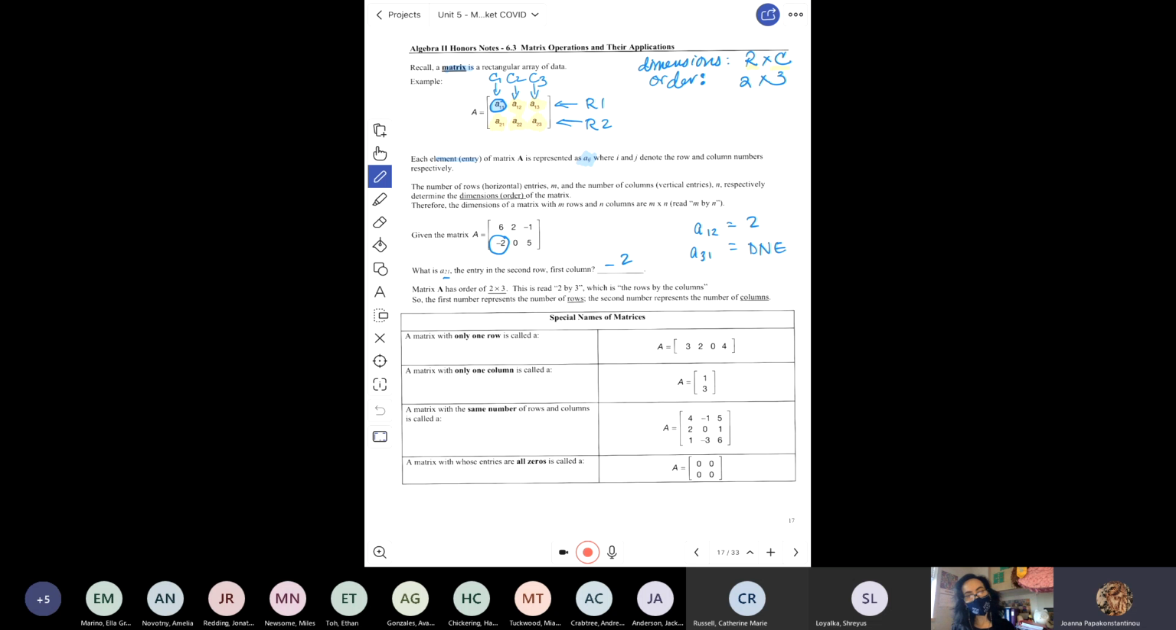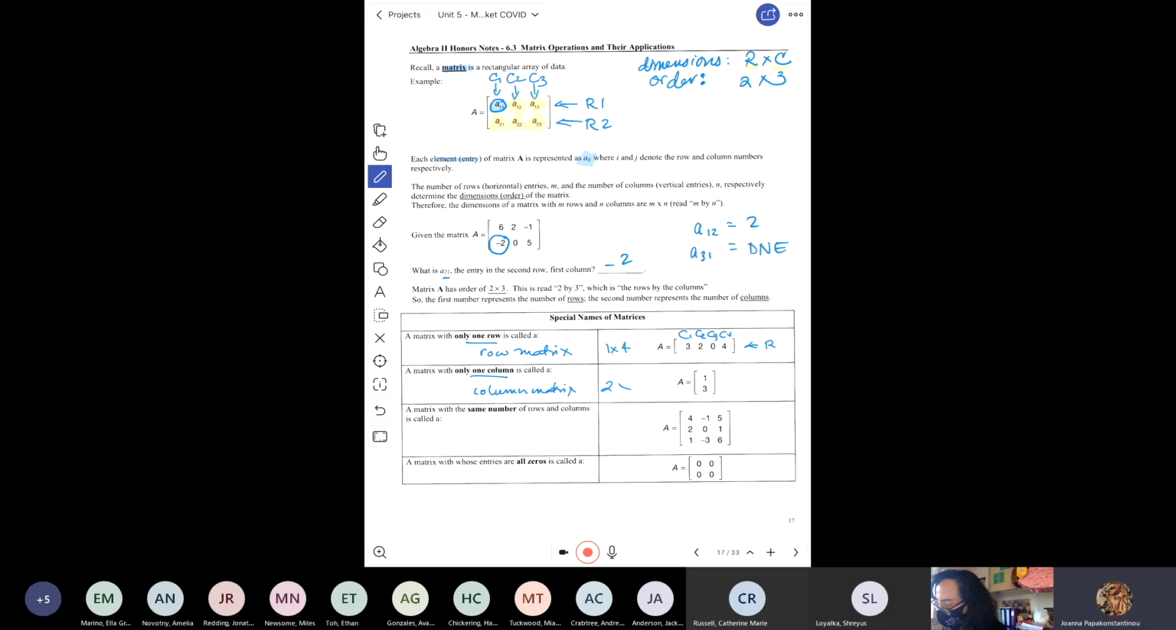Now, there's some special matrices, and we should be able to identify them. If I have only 1 row, it may have several columns, but just 1 row, I call that a row matrix. And what are its dimensions? What is the order of this matrix A? It is a 1 by 4. Now, I can also have a matrix that has only 1 column. Guess what? That's called a column matrix. And what is this order? 2 by 1. 2 rows, 1 column. Be careful.